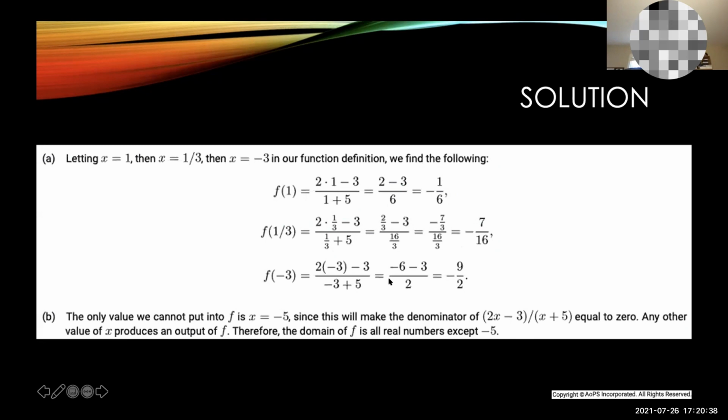For part B, are there any values of x that do not produce a value for f of x? The only one would be -5, and the reason is that it makes the denominator 0, and if the denominator is 0, it's undefined.